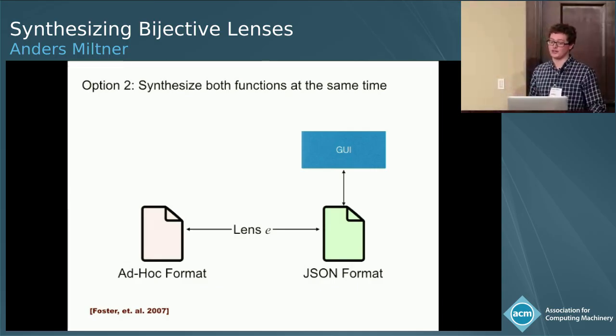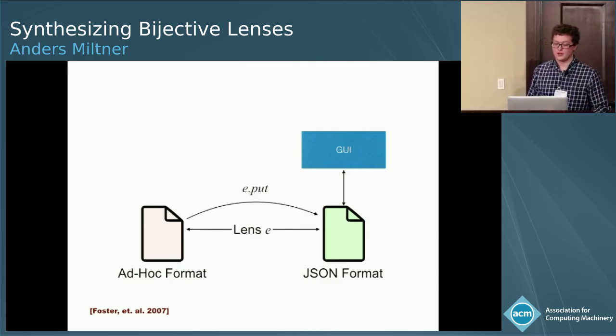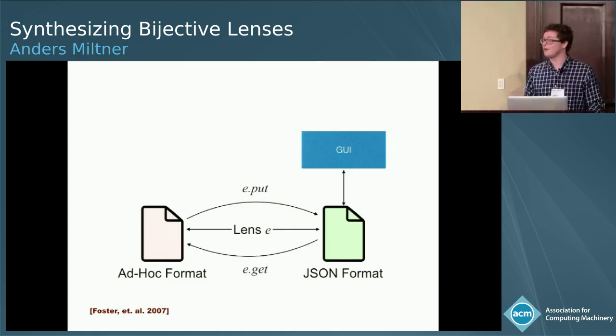In Optician, we take this option. By using a domain-specific language where a single piece of syntax expresses both of the functions, we cut down the search space from 2 synthesis problems to just 1. Such domain-specific languages exist, and their terms express lenses. Focusing on bijective lenses, lenses comprise 2 functions. You have a put function, which operates by transforming from the left format to the right format, and a get function, which converts from the right format to the left format. So by synthesizing the lens E, we get both of those functions for free.